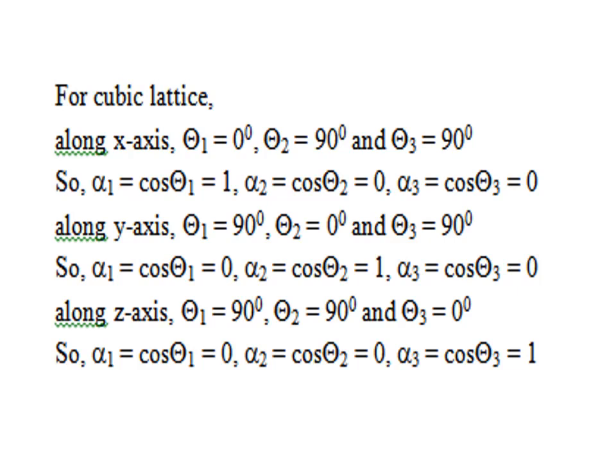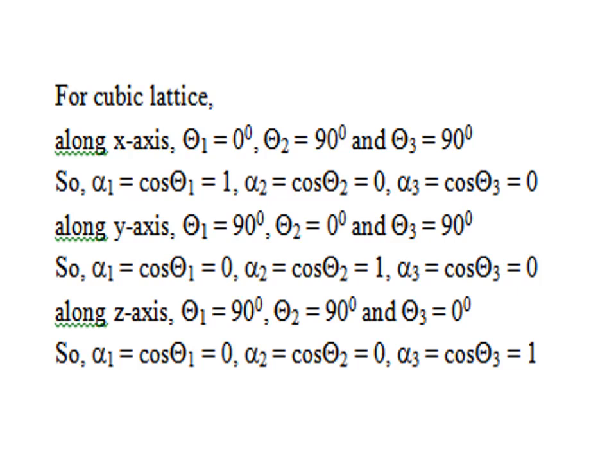The angle between x-axis and z-axis is equal to 90 degrees. So theta 3 is equal to 90. And similarly, alpha 1 is equal to cosine theta 1, so that is equal to cosine 0, that is equal to 1. Alpha 2 is equal to cosine 90, that is 0. Alpha 3 is equal to cosine 90, that is also 0.